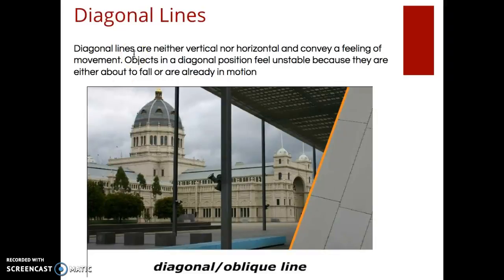Diagonal lines are neither vertical nor horizontal, and they convey a feeling of movement. Objects in a diagonal position feel unstable because they're either about to fall or are already in motion. For instance, this diagonal line right here creates this idea of motion, and that it looks like it's going off of the picture plane, and that it is at a slant, and that it could be a falling building, or maybe they're erecting it and it's moving forward towards this building. We're not quite sure because of the way that the picture is cropped.